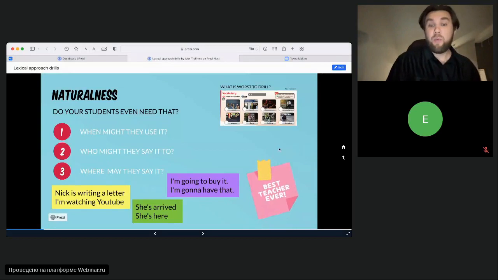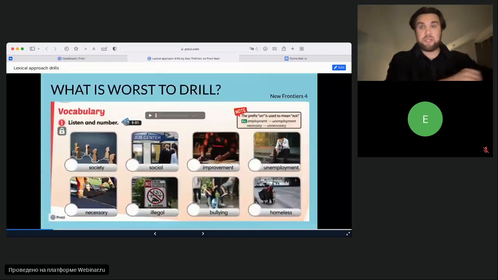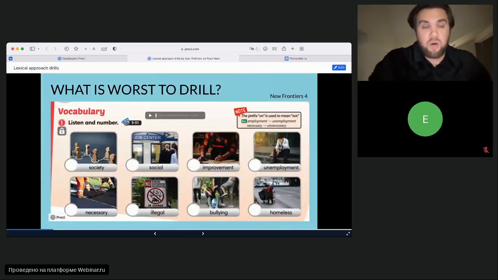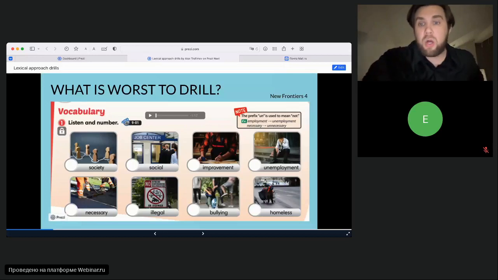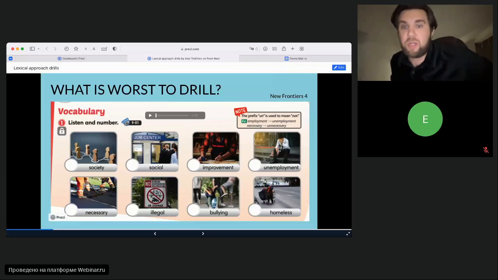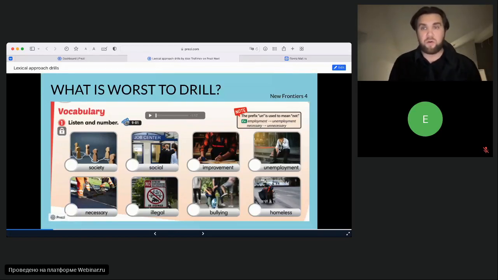Okay, so now we are going to have a little bit of practice again with naturalness. And here I have a screenshot from New Frontiers 4. We are going to have screenshots from the real books that we are working with. So New Frontiers 4, and we have a set of vocabulary here. So you see, it's not a low level. We have society, social improvement, unemployment, necessary, illegal, bullying, and homeless.